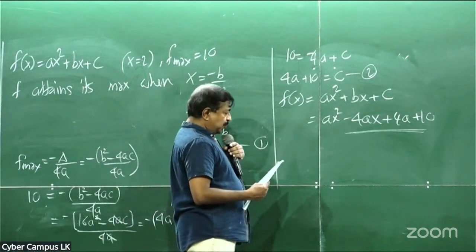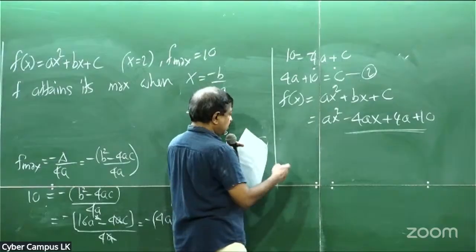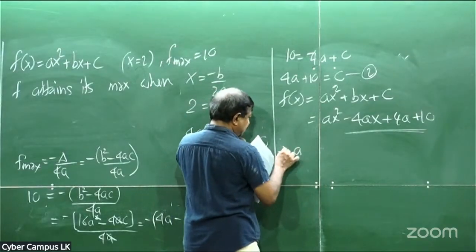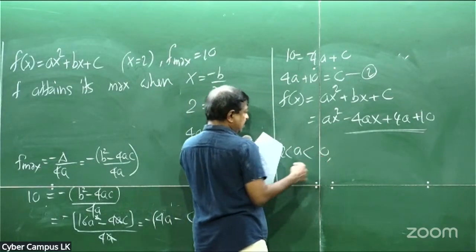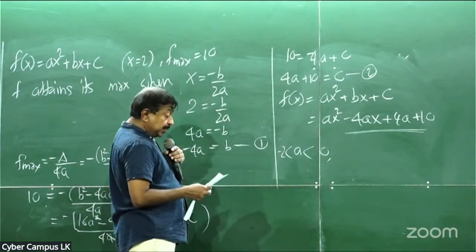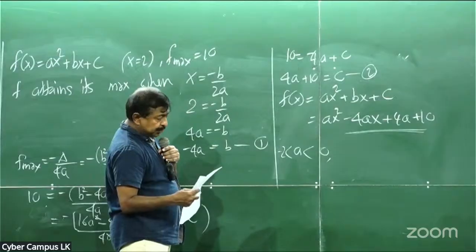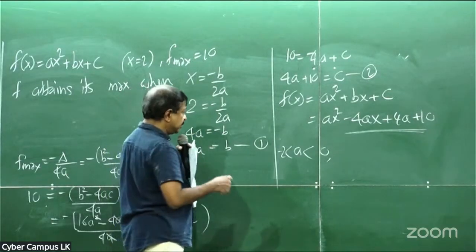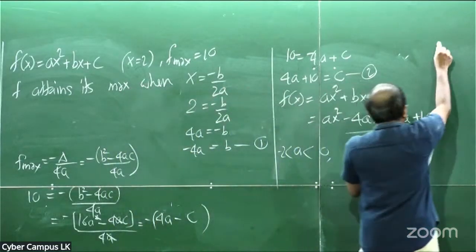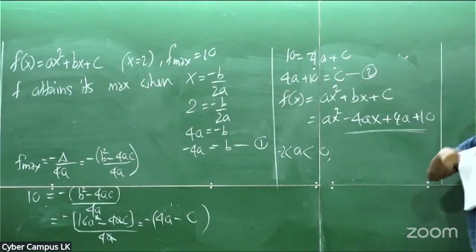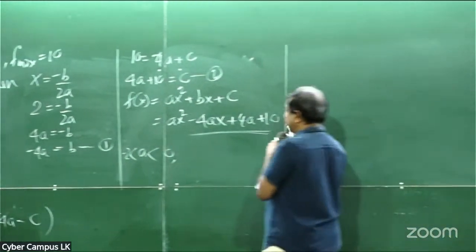Now, for a, if a is between these two values, we need to show that 1 is not a root of f(x) equal to 0. We'll substitute 1 and see what happens. If you want to show that 1 is not a root, you have to go for the method of contradiction. So assuming that, okay.